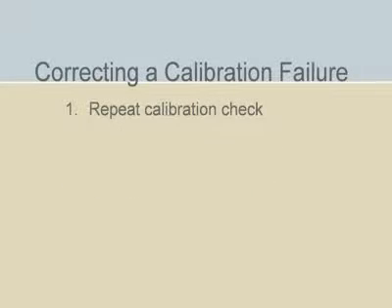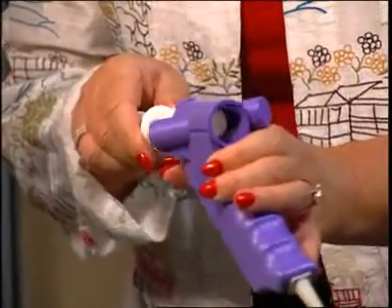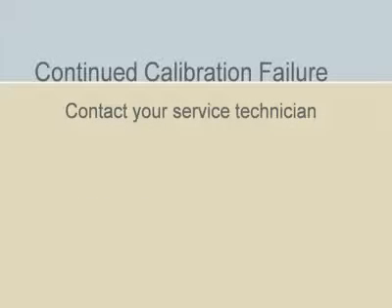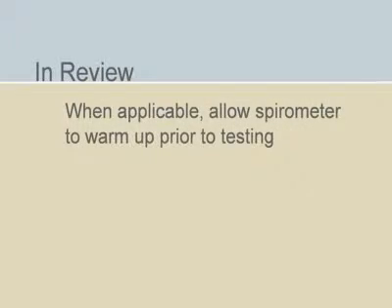If the calibration check fails, try the following. Repeat the calibration check. Then, if it fails again, change the disposable parts, such as the flow sensor or bacteria filter. Then, attempt calibration again. If calibration continues to fail, contact your service technician. A final note regarding failed calibration. Never test patients using a system that fails calibration checks until its problems have been resolved and it has adequately passed subsequent calibration checks.